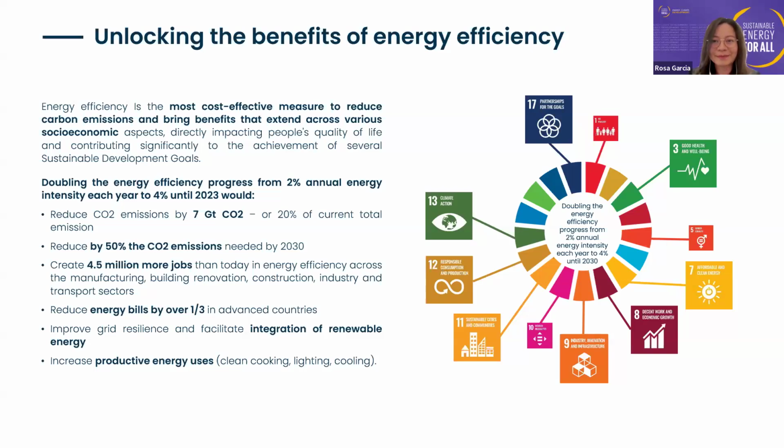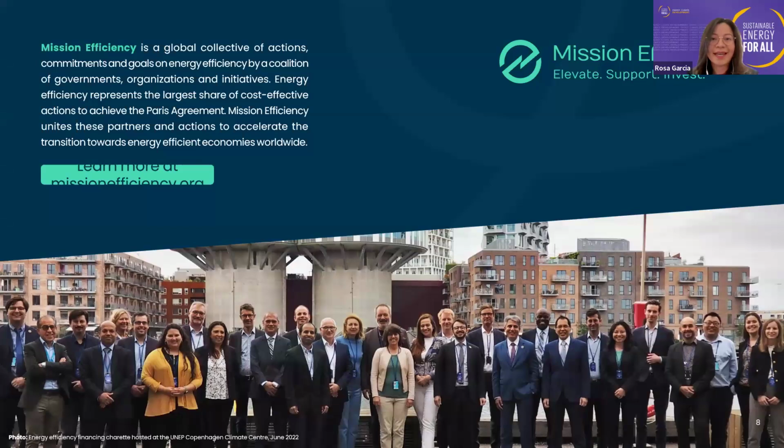And there is only so much one organization can do. This is why in 2019, the 3% Club was launched at the UN Secretary General's Climate Summit as a collaboration between governments and supporting organizations. In 2021, the 3% Club was rebranded as Mission Efficiency, which is now a collective of commitments and actions from a coalition of governments and organizations that come together to drive progress towards the goal of doubling energy efficiency.